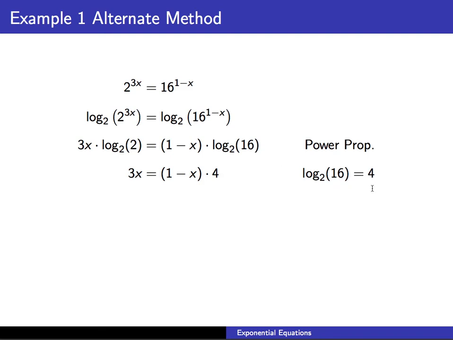Log base 2 of 16 is 4, because 2 to the 4th power equals 16, so log base 2 of 16 is 4. So we have 3x equals 1 minus x times 4. That gets us, when we distribute the 4 to both terms, 3x equals 4 minus 4x, which we saw will give us x equals 4/7. So if you can get the bases to be the same base with maybe different powers, go ahead, but it's not the only way you have.